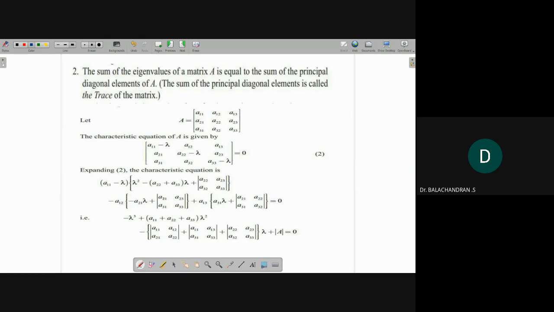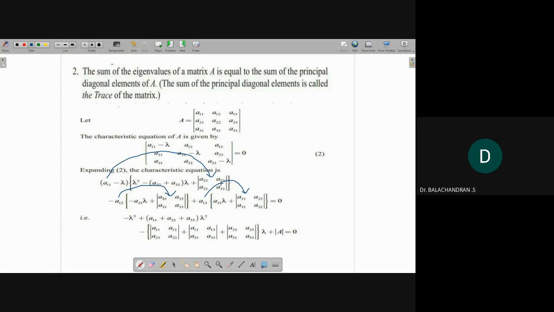So the determinant of A is a constant. How does it come? A11 into this, minus A12 into this, plus A13 into this. That is the determinant. You know what the determinant of A is: A11 into, leave this column, leave this row, the determinant of A22, A23, A32, A33.